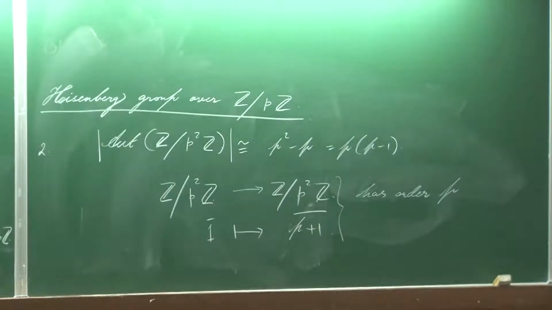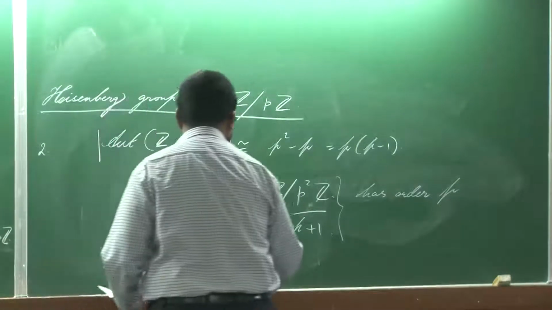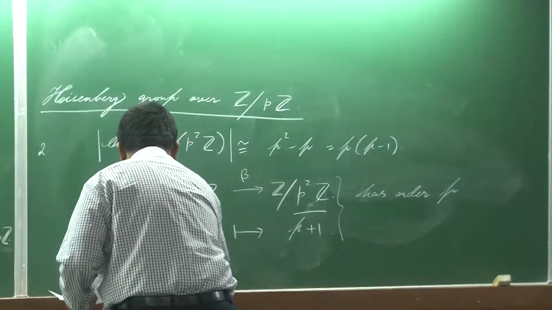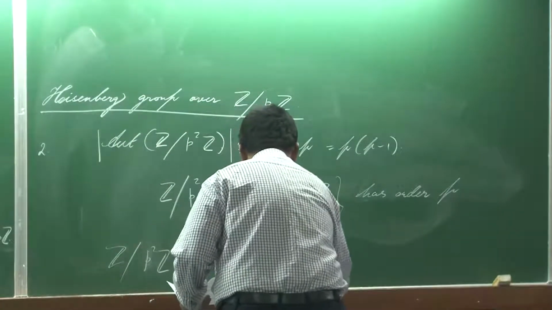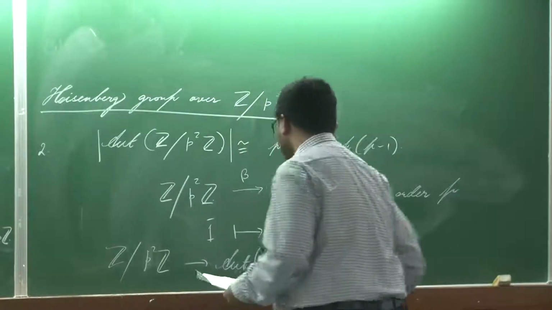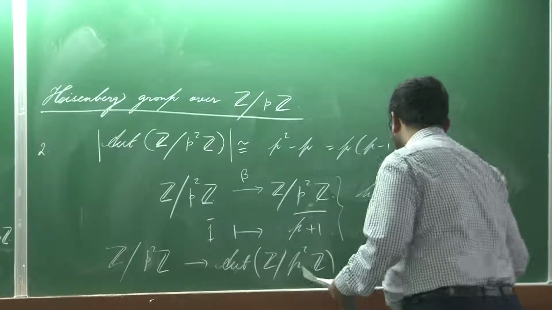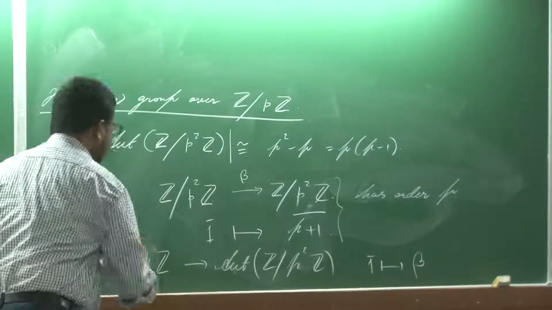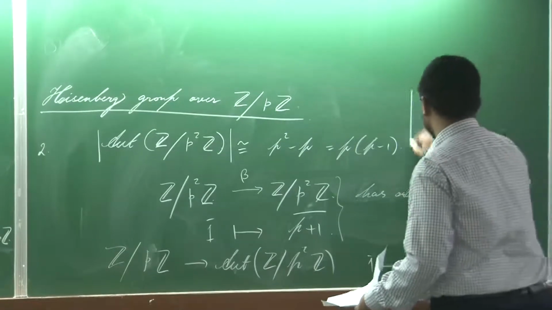And as usual, once we have obtained an automorphism of order P, if we call this automorphism beta, then from Z modulo P squared Z, sending the generator 1 to this automorphism beta, we obtain a non-trivial homomorphism, and that leads us to the following semidirect product.